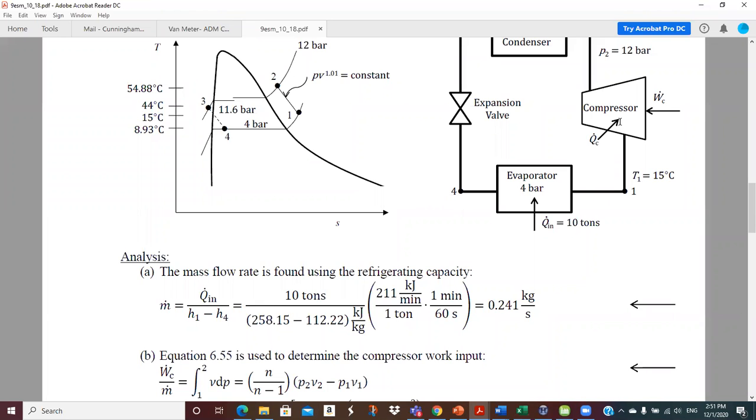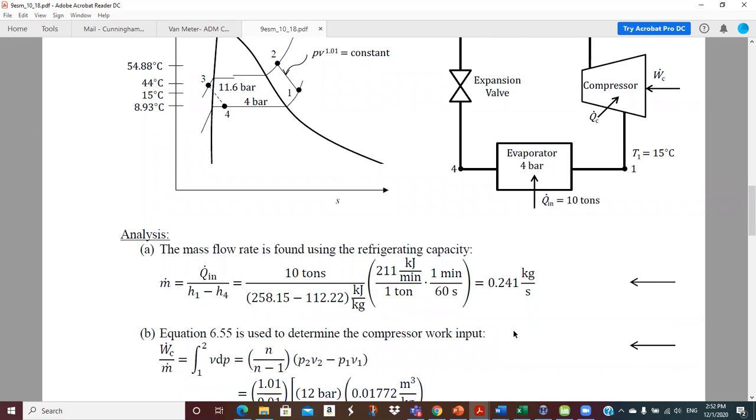Okay, so we've got our 10 tons of cooling capacity, and this is the definition of a ton of cooling in the metric system, 211 kilojoules per minute per ton. And then we want to get it to kW, so we have to go to seconds, because we're going to do this in kilograms per second. Later on, we do some kW stuff. And then just divide it by the enthalpy difference across the evaporator, which would be H1 minus H4 right here. And so we get our mass flow rate has to be 0.241 kilograms a second.